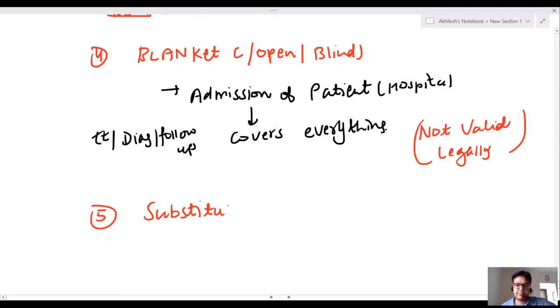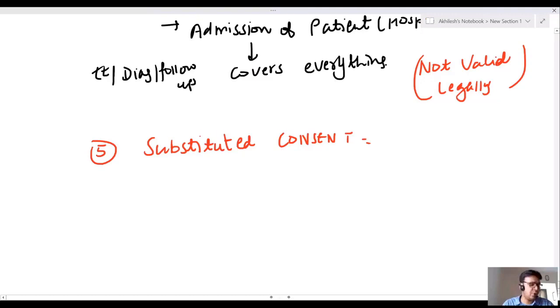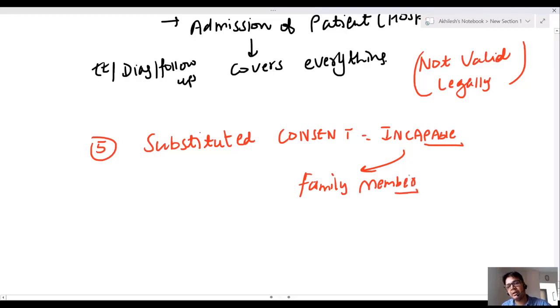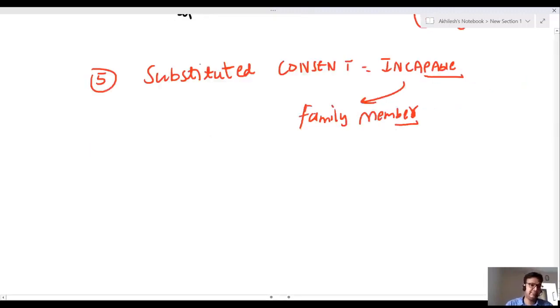Substituted consent. If a patient is unconscious and incapable of giving consent, then who will give the consent? Any family member or next of kin, your father, your mother, spouse. If you are not capable of giving consent, then another person gives consent, that is your family member. This is known as substituted consent.